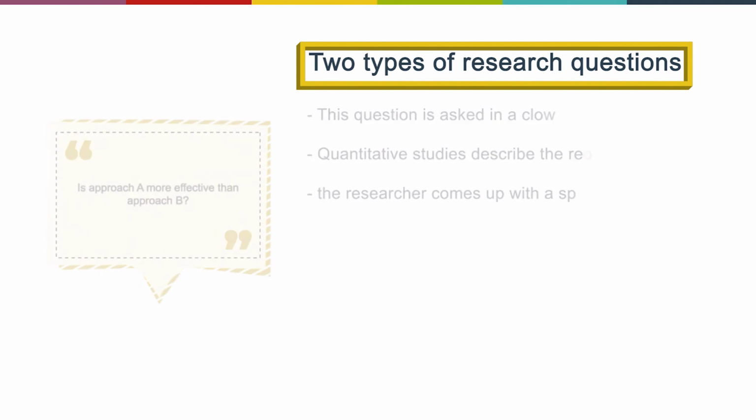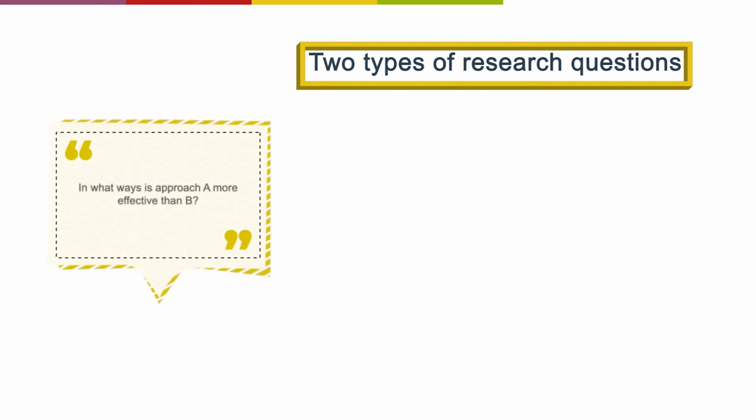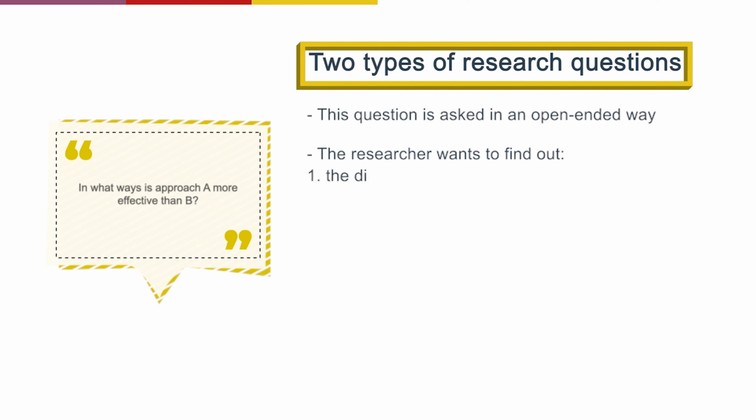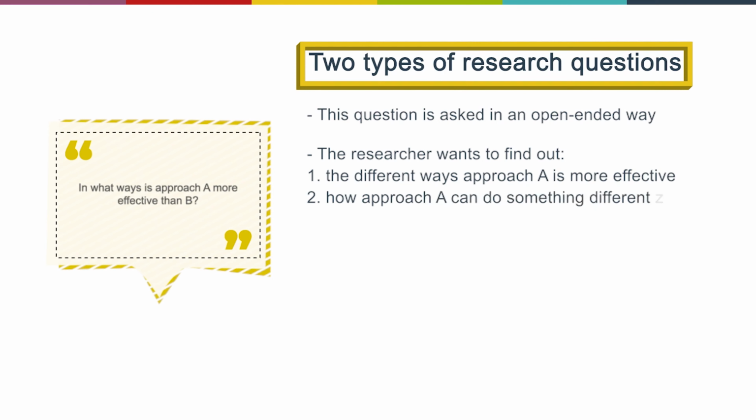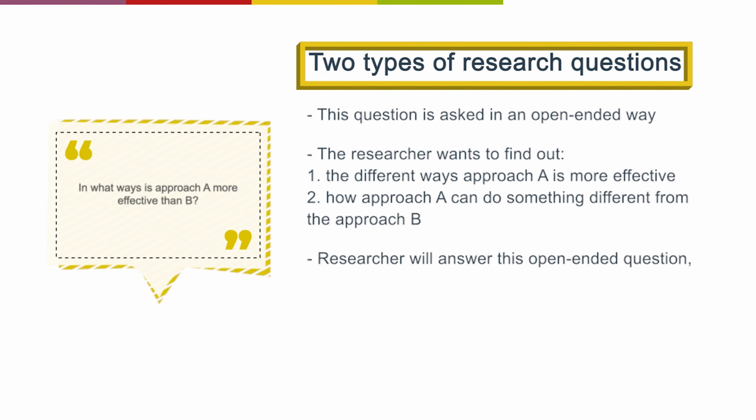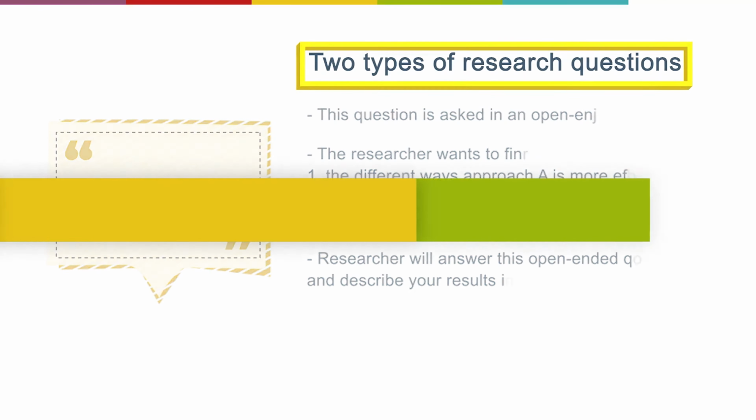whether yes, approach A is more effective than approach B, or no. But for other research questions, such as, in what ways is approach A more effective than B? This is an open-ended question. The researchers want to find out the different ways approach A is more effective and how approach A can do something different from the approach B. As such, you will answer this open-ended question and describe your result in text. Text is more flexible so that you can freely describe all aspects of your results.